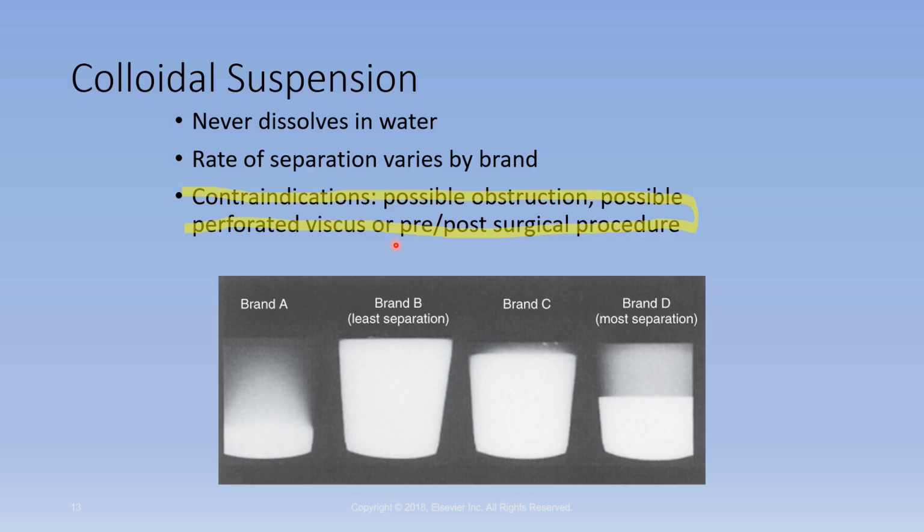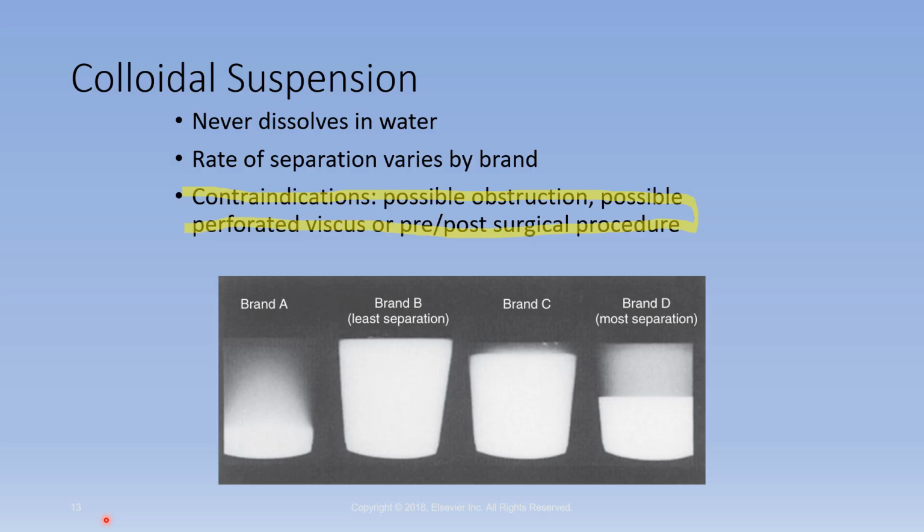All right, so any of those reasons, there's possibly an obstruction, there's possibly a perforation in their stomach or in their intestine or in their esophagus, or they had surgery within the last 48 hours, or they're having surgery within the next 48 hours. If any of those conditions exist, then they would give the patient not barium for contrast media, but they would give them what is called a water-soluble iodinated contrast media.